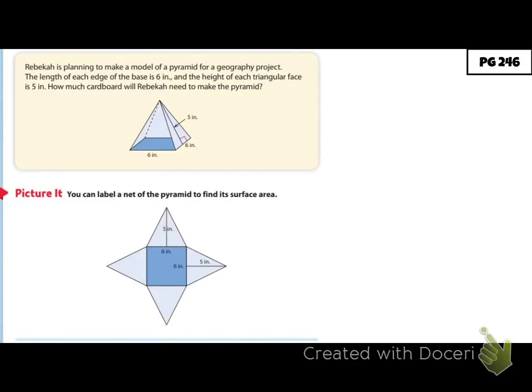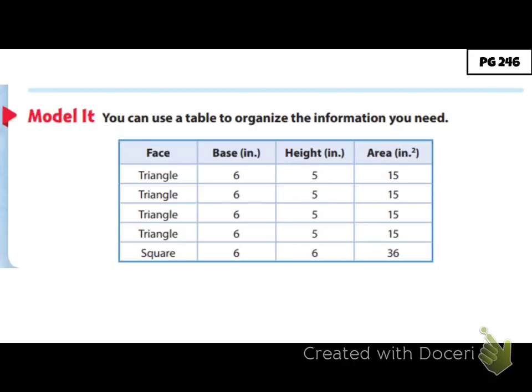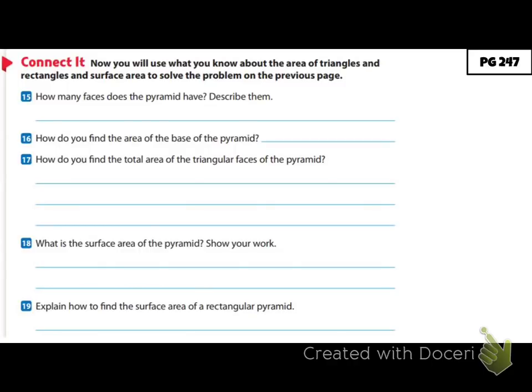The last shape we're going to talk about is the pyramid. So here you can see we have a pyramid. The picture shows it all cut apart and laying out. And then you have your table again. On this one we have the 4 side triangles and then the square base. So if we answer questions, it says, how many faces does the pyramid have? Well, there are 5 faces, 4 triangles, and 1 square. Okay, and keep in mind those triangles are the same shape and size.